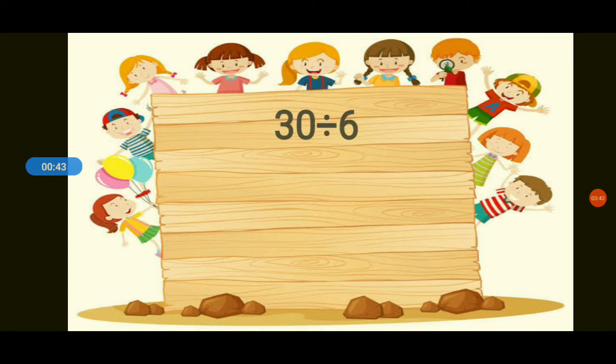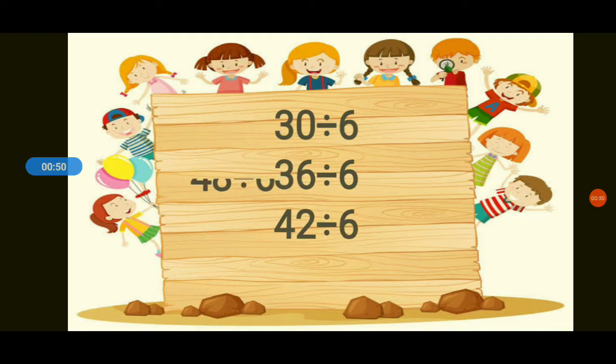30 divided by 6, 36 divided by 6, 42 divided by 6, and 48 divided by 6. 30 divided by 6 equals 5. 36 divided by 6 equals 6. 42 divided by 6 equals 7. And 48 divided by 6 equals 8. Altogether, 30 divided by 6, 36 divided by 6, 42 divided by 6, and 48 divided by 6. Very good. So let us clap our hands for ourselves.